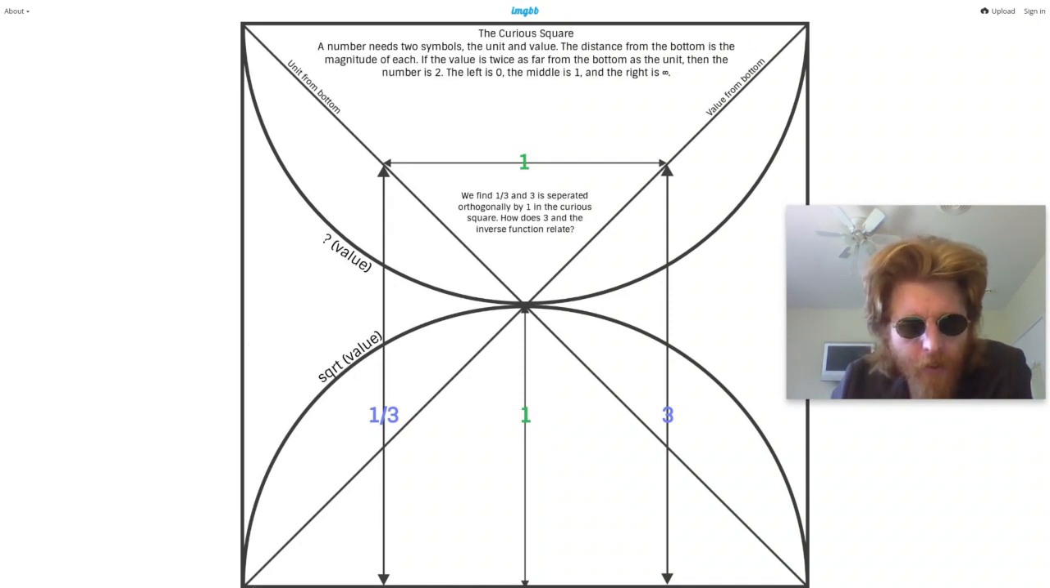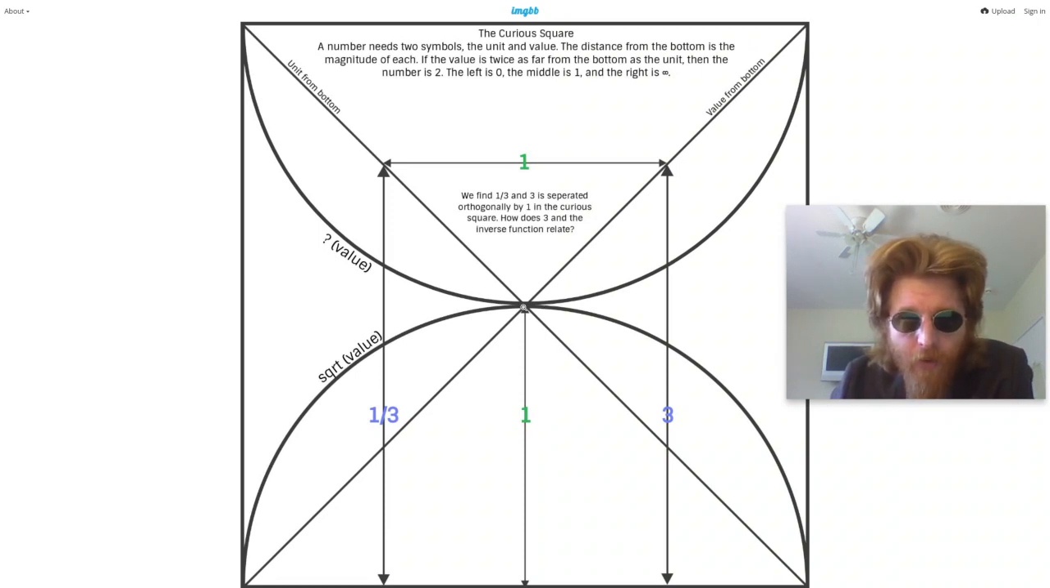What I notice is that the semicircle in the bottom half of the curious square is the square root of the value. So this right here would be the square root of 1/3, and this right here would be the square root of 3. Now, you also have the semicircle on the top half of the curious square. I'm not sure what function that is, but it seems pretty simple, as simple as a square root would be, but I haven't got a clue.